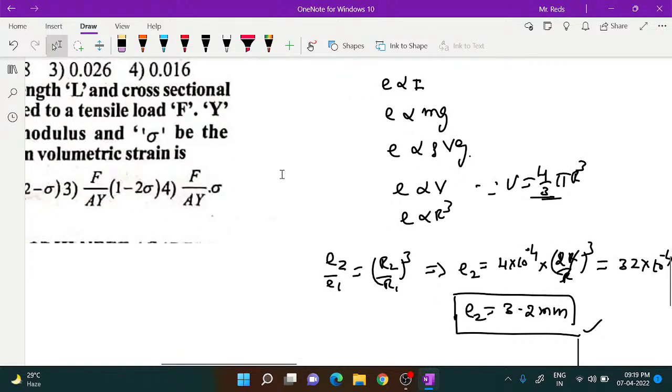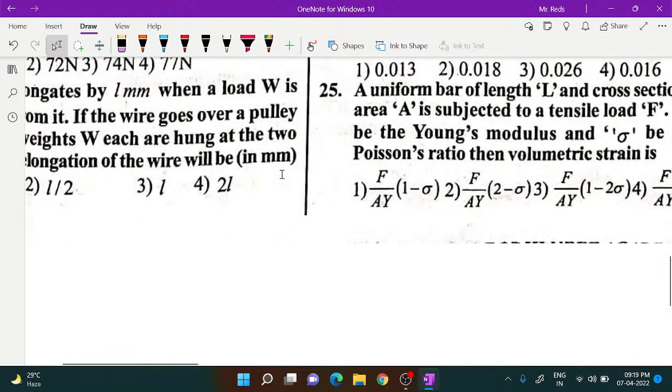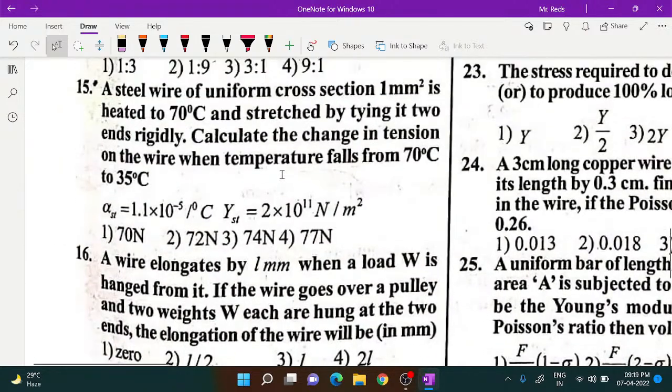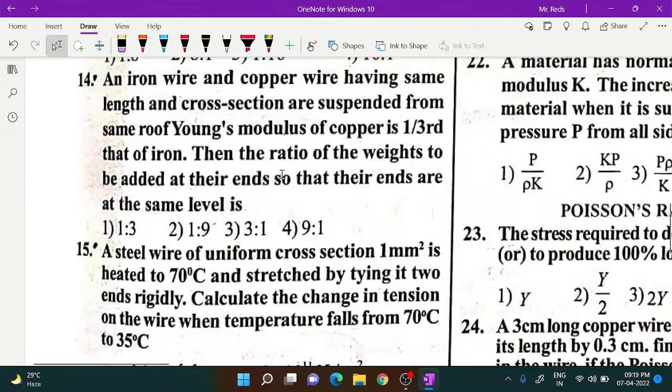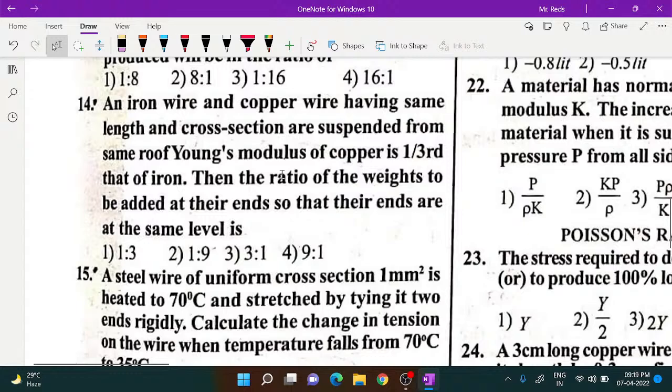14. Yes, so it is given that an iron wire and a copper wire having the same length and cross section are suspended from the same roof. Young's modulus of copper is 1/3 that of iron. Then the ratio of the weights to be added at their ends so that their ends are at the same level. Ends at the same level means elongation should be the same. That is the meaning of it.